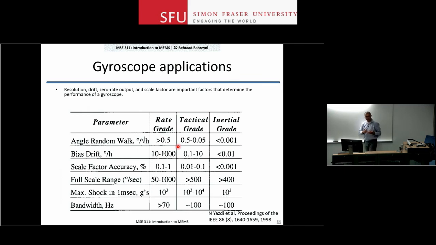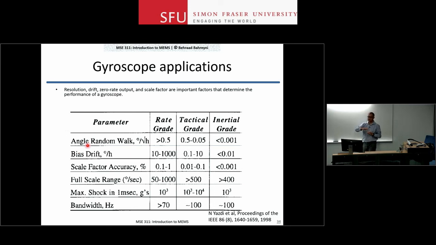Gyroscopes are, again, divided in different categories: rate grade, tactical grade, inertial grade. And for inertial grade, it is basically a gyroscope that should be able to guide you in space. You know, once you have the acceleration data and the rate data, you should be able to figure out where you are. And for those devices, you have to have a very small angular random walk.